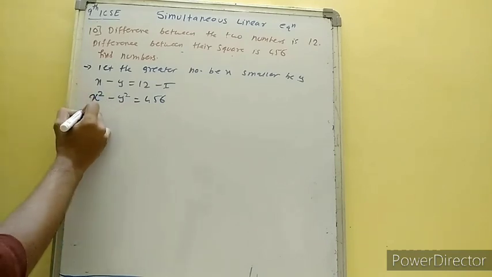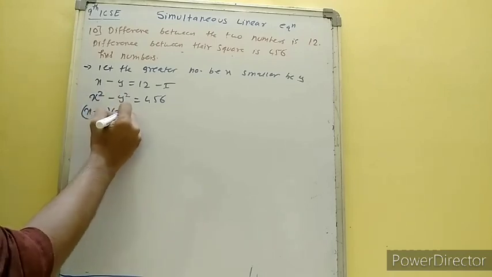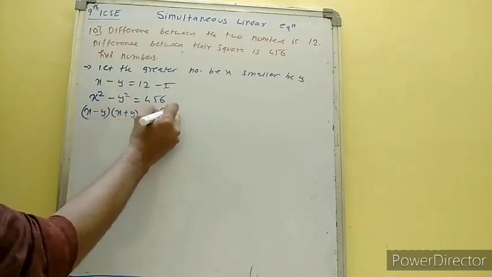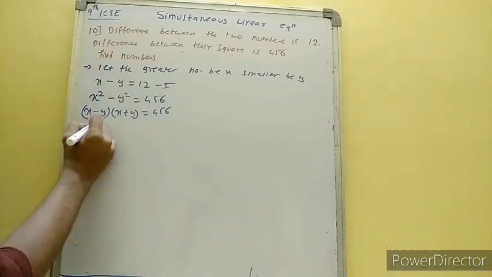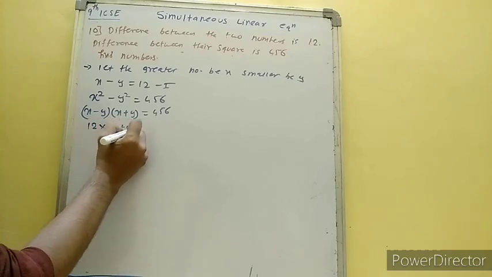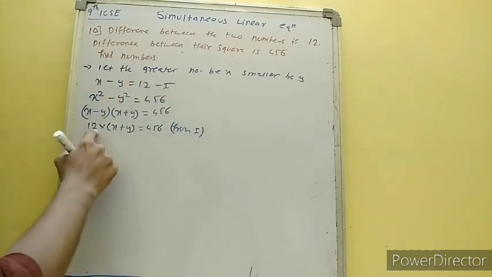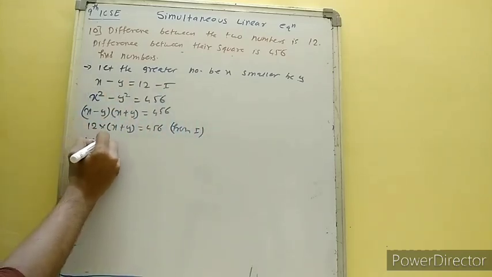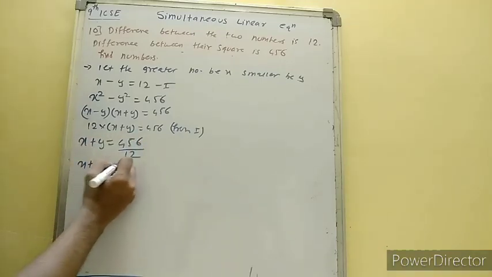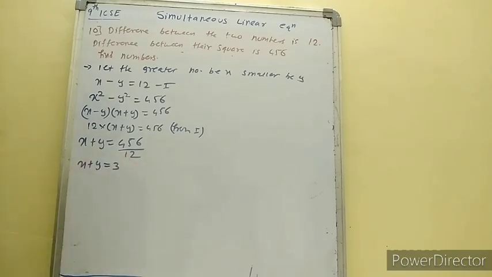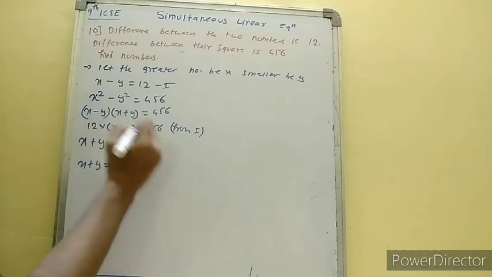Now we know that a square minus b square can be written as (a plus b) and (a minus b). So x square minus y square is (x plus y) and (x minus y) equal to 456. But what is the value of x minus y? It is 12. So 12 multiplied by (x plus y) is equal to 456. So 12 will go there and get divided, so x plus y is equal to 456 divided by 12, which is 38. This is equation number 2.